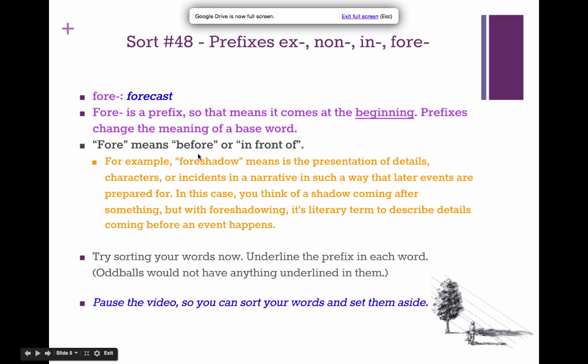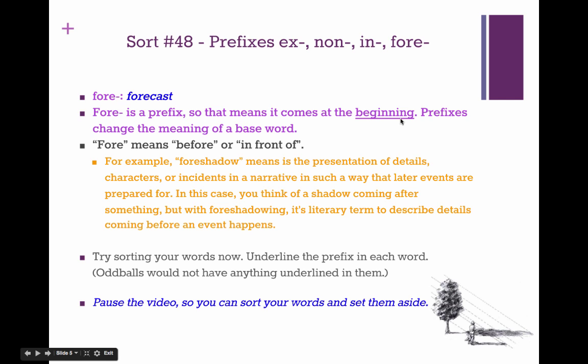Alright, the next header is for as in forecast. For is a prefix, so that means it comes at the beginning. Prefixes change the meaning of a base word. Notice that for here is spelled differently than for as in I bought a gift for you. It's also spelled differently than for as in the number 4. For means before or in front of.